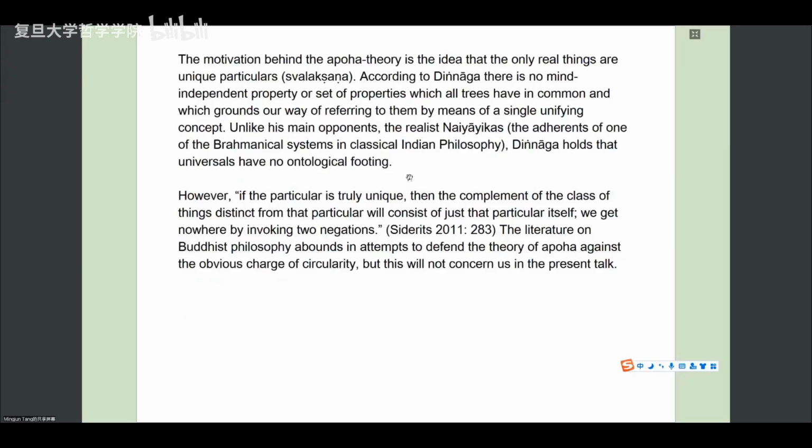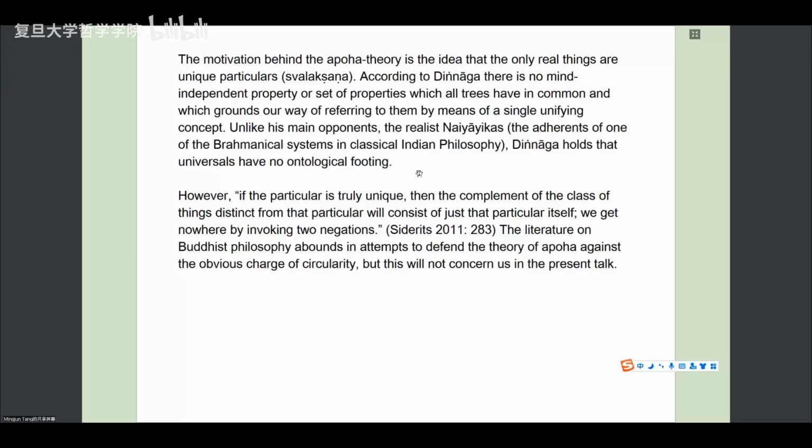Still have to add something to the apoha theory. The motivation behind the apoha theory is the idea that the only real things are unique particulars, svalakshana. According to Dignaga, there is no mind-independent property or set of properties which all trees have in common and which grounds our way of referring to them by means of a single unifying concept. Unlike his main opponents, the realist Naiyayikas, the adherents of one of the Brahmanical systems in classical Indian philosophy, Dignaga holds that universals have no ontological footing.